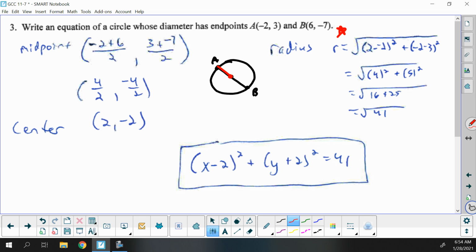So our center we always put in with the opposite signs. So that's why we have x minus 2 in parentheses squared plus y plus 2 in parentheses squared. And then this is your radius squared. When you square a square root, it's just the number underneath, because square root of 41 times square root of 41 would just be 41.